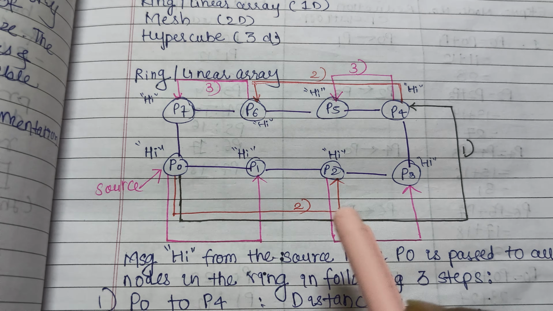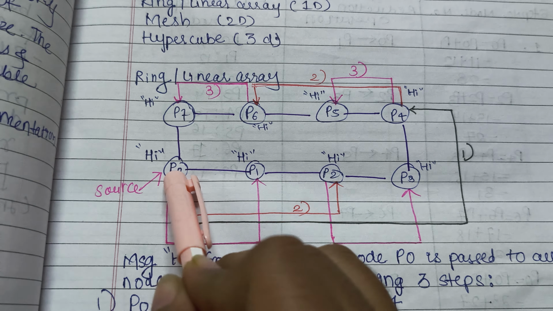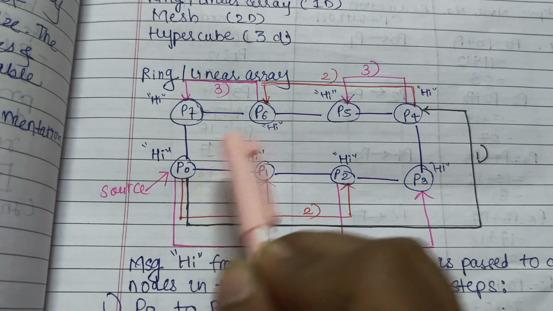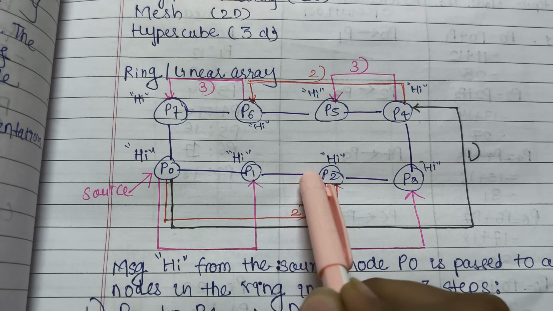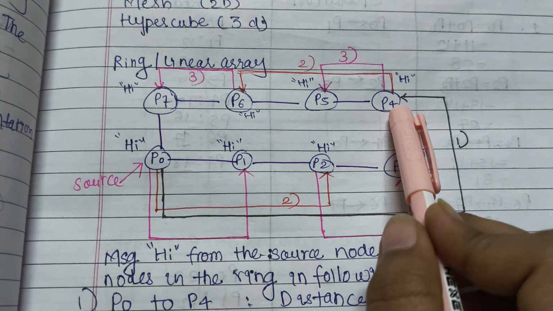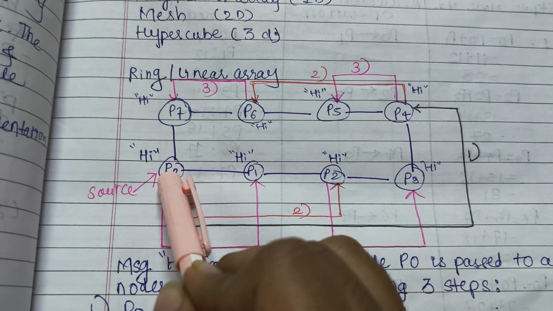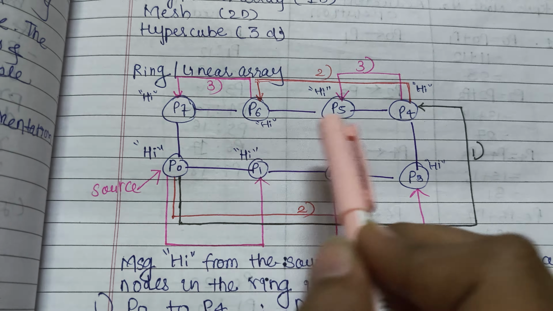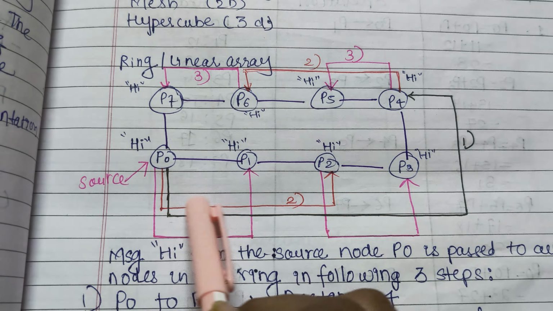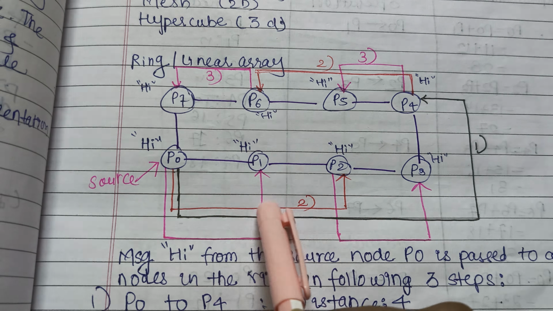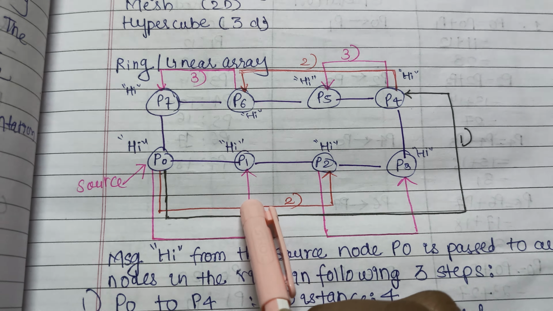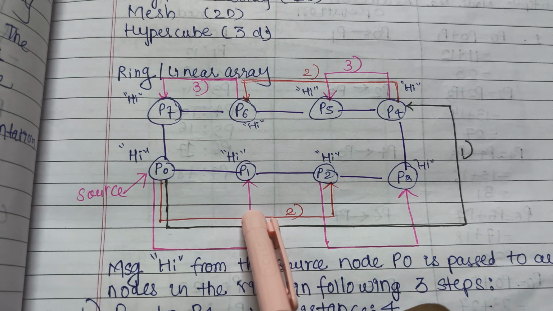Following steps. First, it will pass the message from P0 to P4. It will cover the distance of 4: 1, 2, 3 and 4. So it will directly pass the first message to P4. As we saw, it covers distance 4. So this is the first step that happens in the ring or linear array in one to all broadcast.